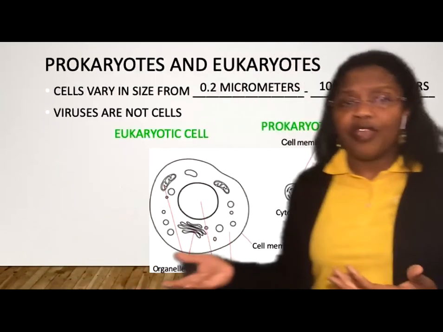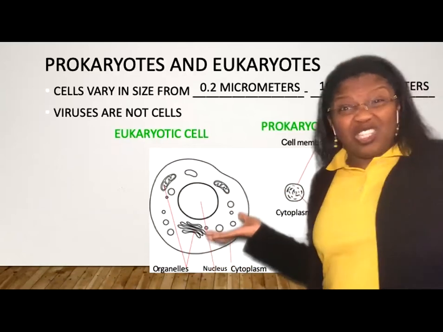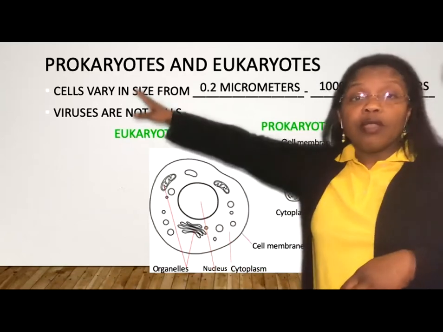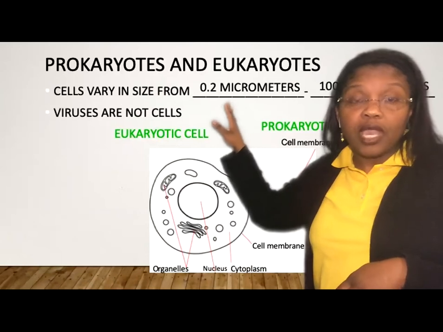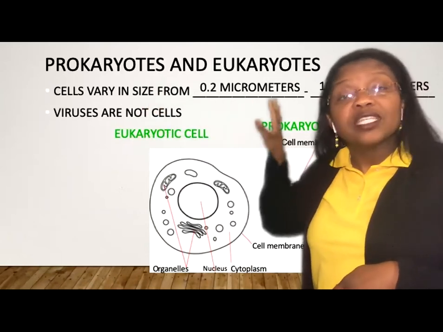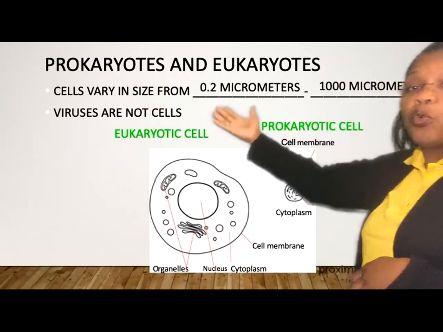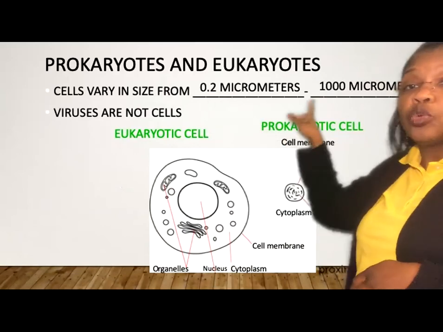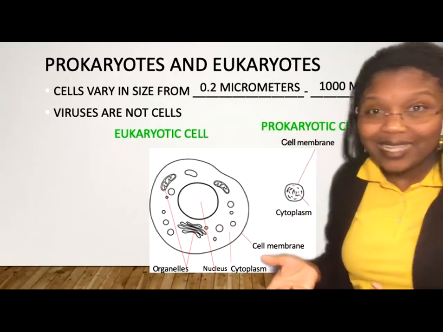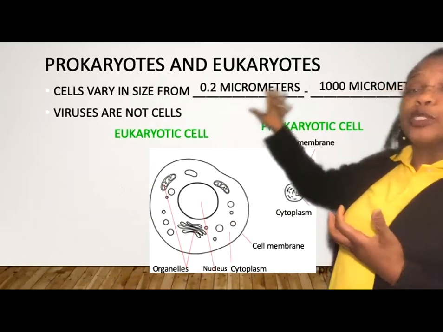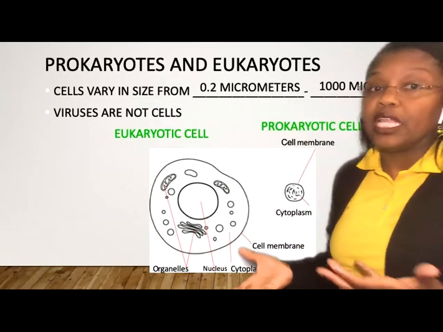So with that thought, next let's talk about the kinds of cells that are out there. Well, basically there are two of them, prokaryotic and eukaryotic. Now these cells can vary in size. Look at this, 0.2 micrometers to 1,000 micrometers, which is still pretty tiny. Even though we're talking about 1,000 micrometers, that's still really itty bitty tiny.